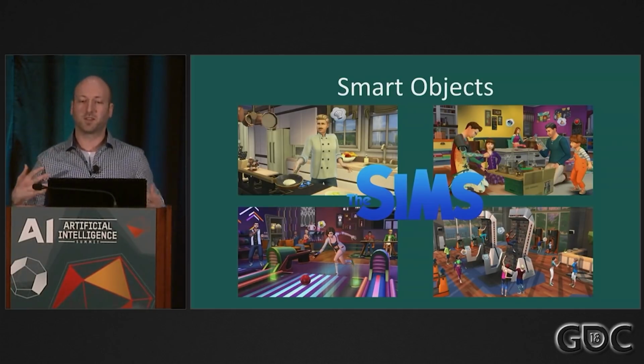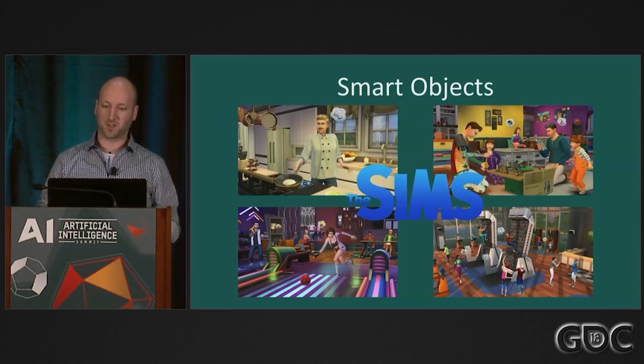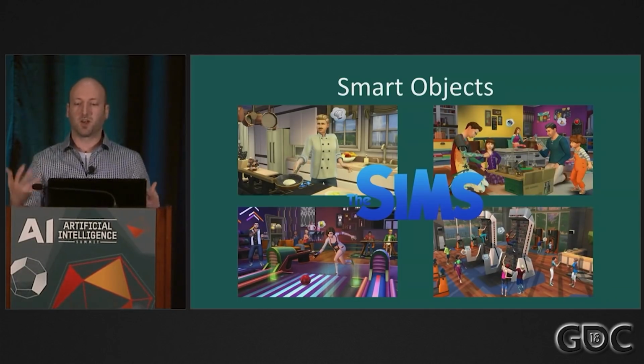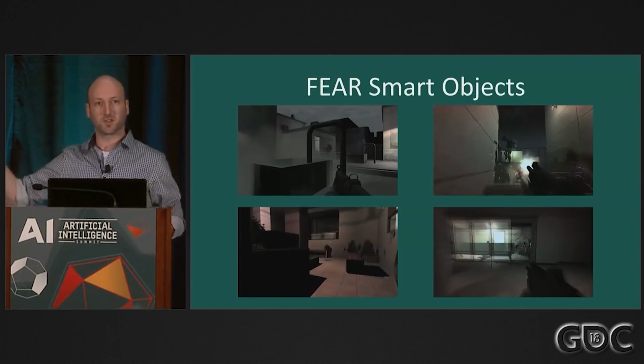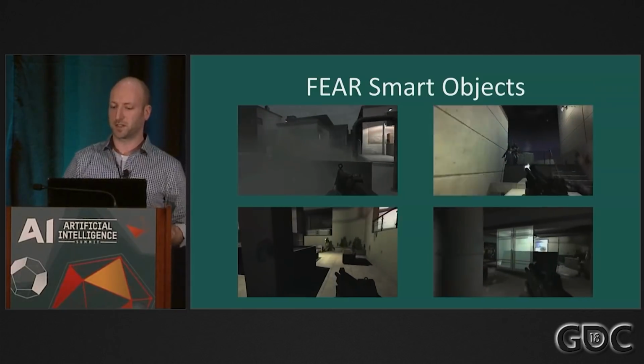Now, moving along, smart objects are one of the unsung heroes of game AI knowledge representation. The Sims is really the poster child here for how smart objects can be used to extend the capabilities of agents and make them seem much more aware of their environment. But we can use them all over the place in other games too, right? F.E.A.R. used this to great effect.